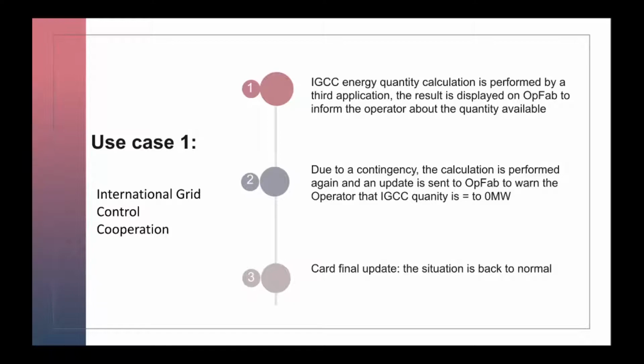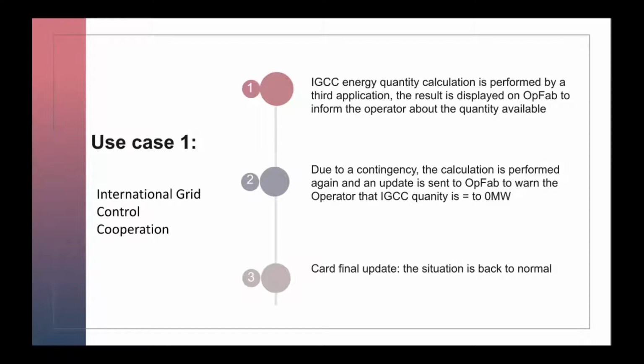So the first example that I want to show you today is about IGCC, which stands for International Grid Control Cooperation. I will start first by giving some background information about the IGCC. Each transmission system operator like RTE has the responsibility to keep the voltage and frequency at a certain level and ensure that the equilibrium between the consumption and the production is met.